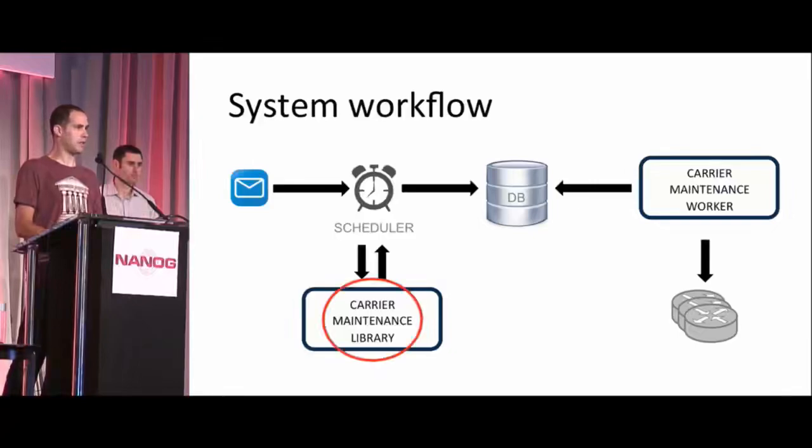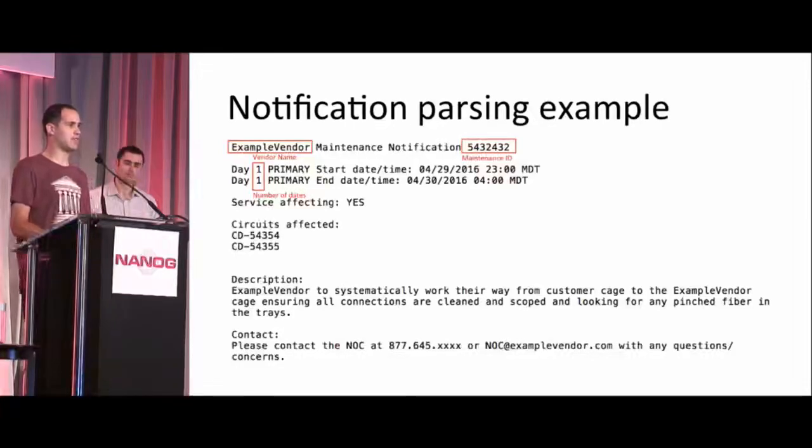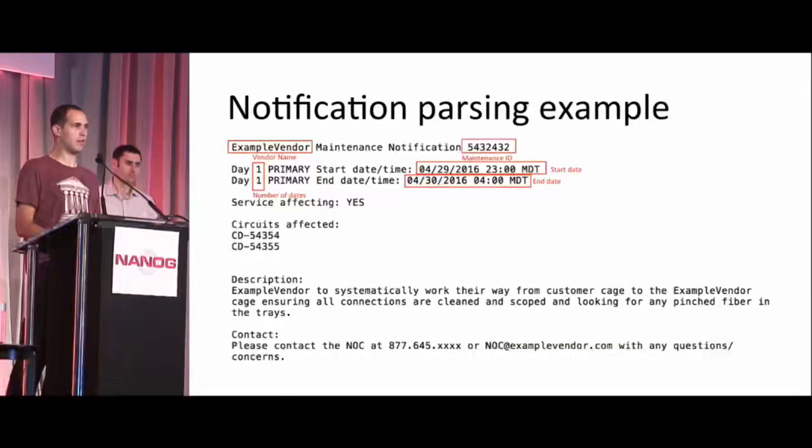Last, let's talk about the workflow, the library that processes the emails. The things that we parse in the maintenance notification are the vendor, the maintenance ID, and the number of dates. This is because some maintenances have more than one date where they will work. We parse the start date and end date for each of the dates that are involved, if the maintenance is service affecting or not, and the circuits that are involved.